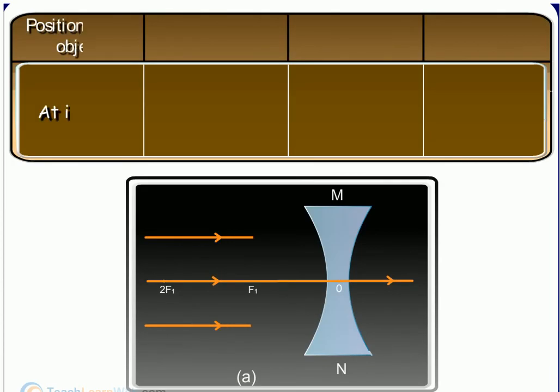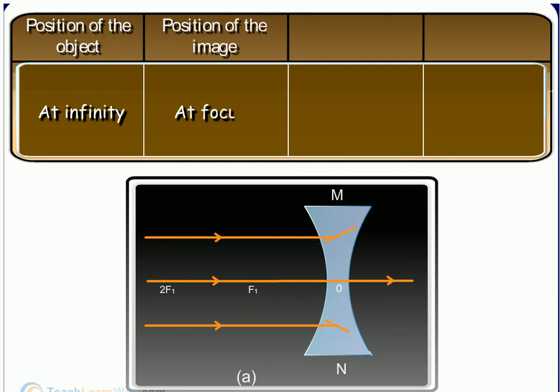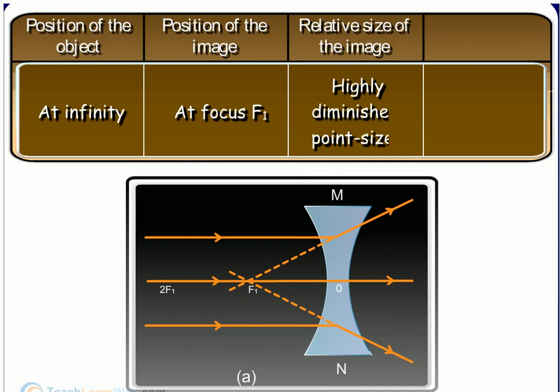Images formed by concave lens. If the position of the object is at infinity, the position of the image will be at focus f1 and the relative size of the image is highly diminished and point-sized. The nature of the image is virtual and erect.